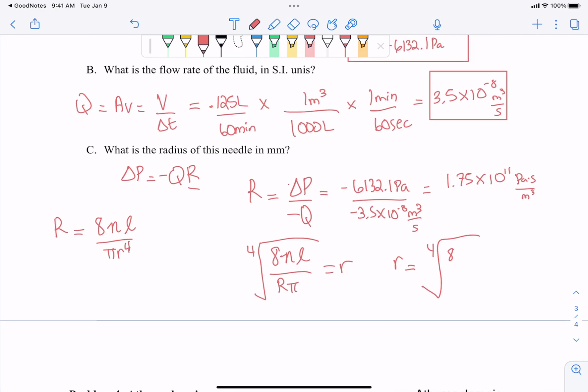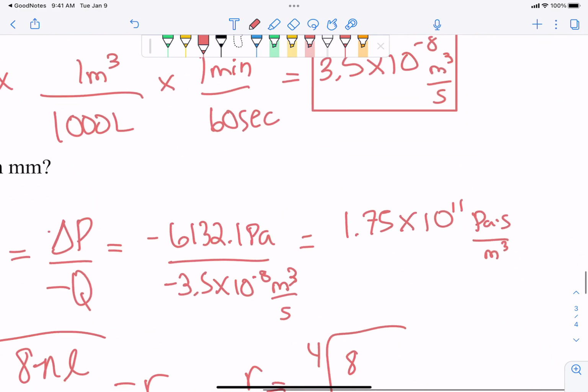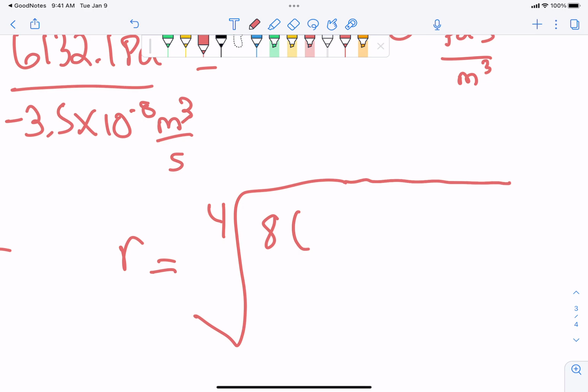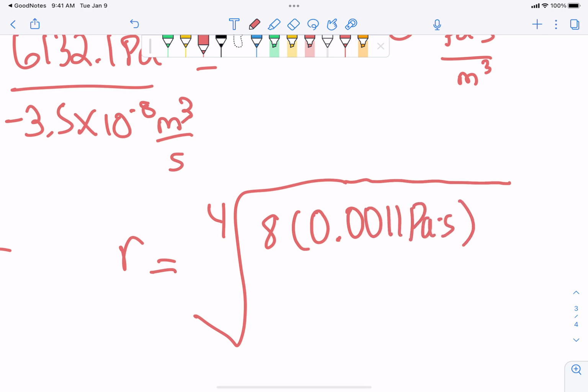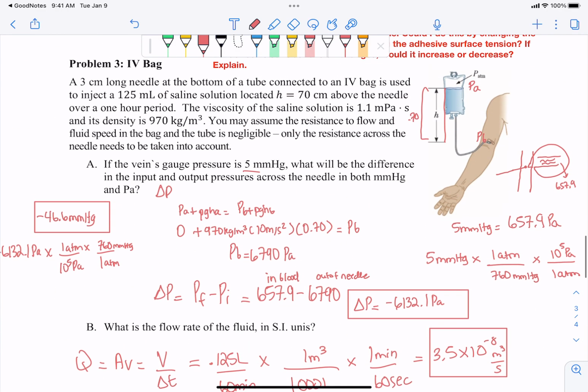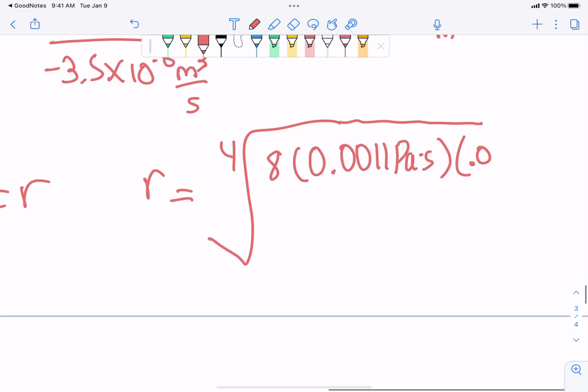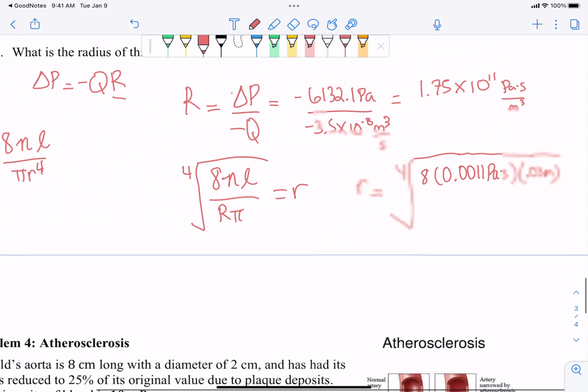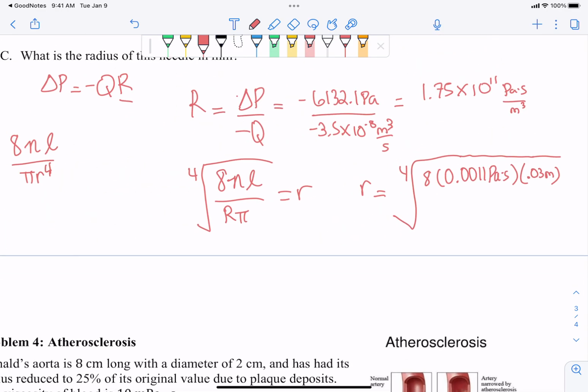So fourth root, 8 times our viscosity, which was 1.1 millipascal seconds. So we need to convert that to Pascal seconds, right? Which is just going to be 0.0011, because that's just dividing by 1,000. Then multiplying by the length, right, which was 3 centimeters, which is 0.03 meters, right? Missing anything else? I want to make sure. No, I think I'm good.